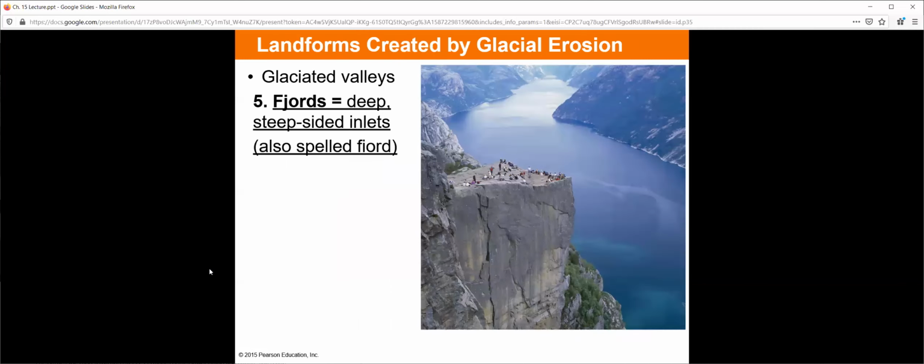And fjords, you probably have heard those before. These are deep, steep-sided inlets, I've never seen it spelled with an I, that are the result of glacial valleys. And again, this is a really big glacier doing this stuff, right?